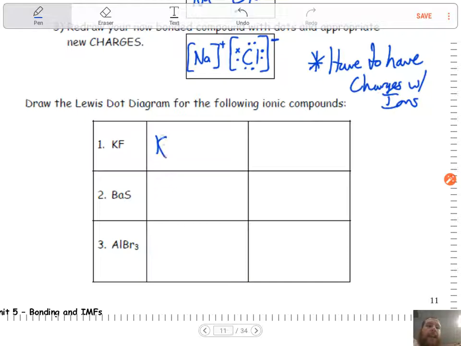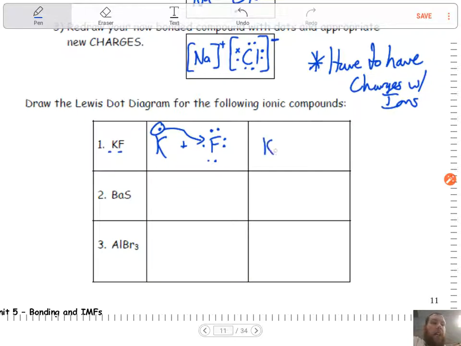So here we go. Potassium has 1 valence electron, plus a fluorine atom, which has 7 valence electrons. So it's an ionic bond. I've got a metal and a nonmetal, so I know it's ionic. It's going to transfer that electron over and give it to fluorine. Fluorine's readily going to accept it.